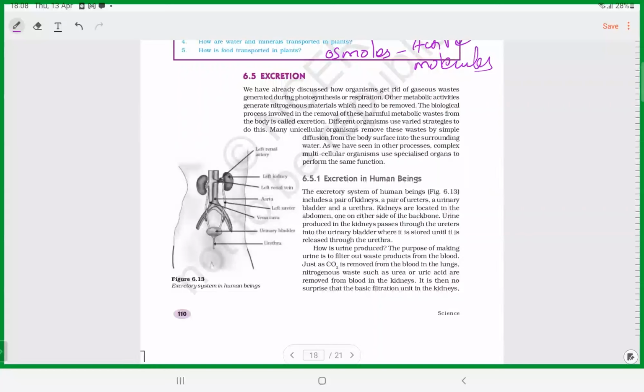Rohit, what are the two types of conduction system in plants? Vascular tissues: xylem and phloem. What will xylem do? What will phloem do? Food to all parts of the body. Yes. What are the components of xylem? Very good. What are the components of phloem?